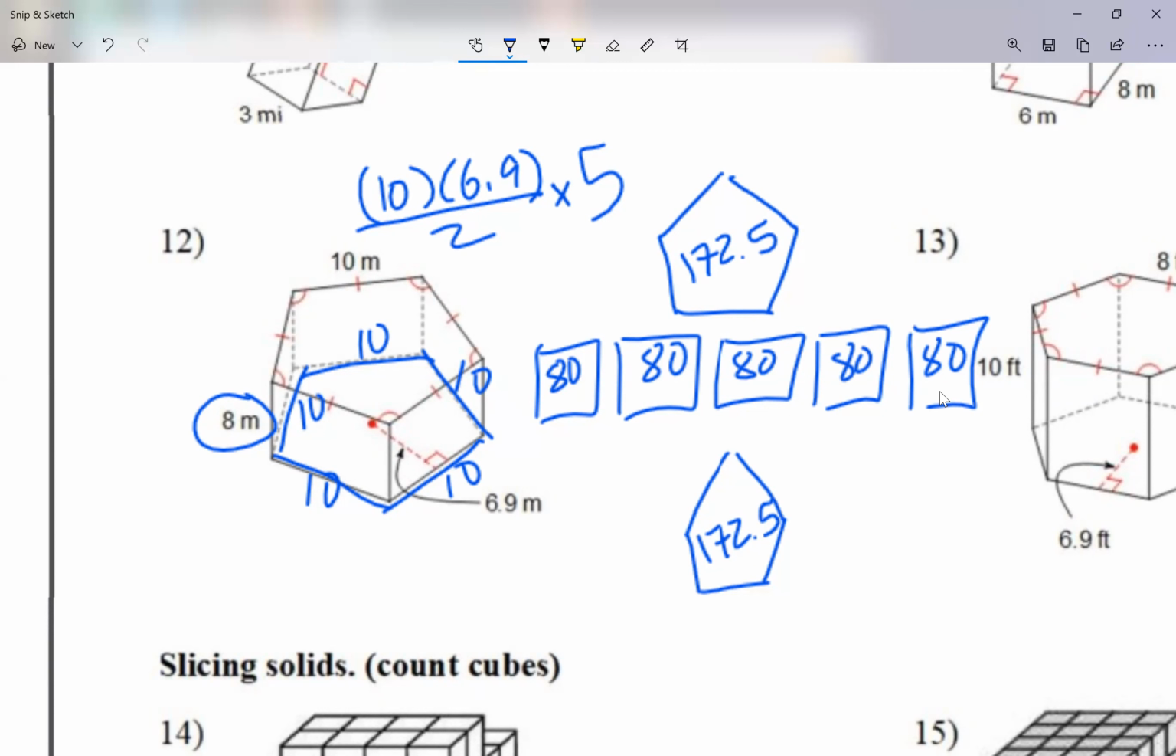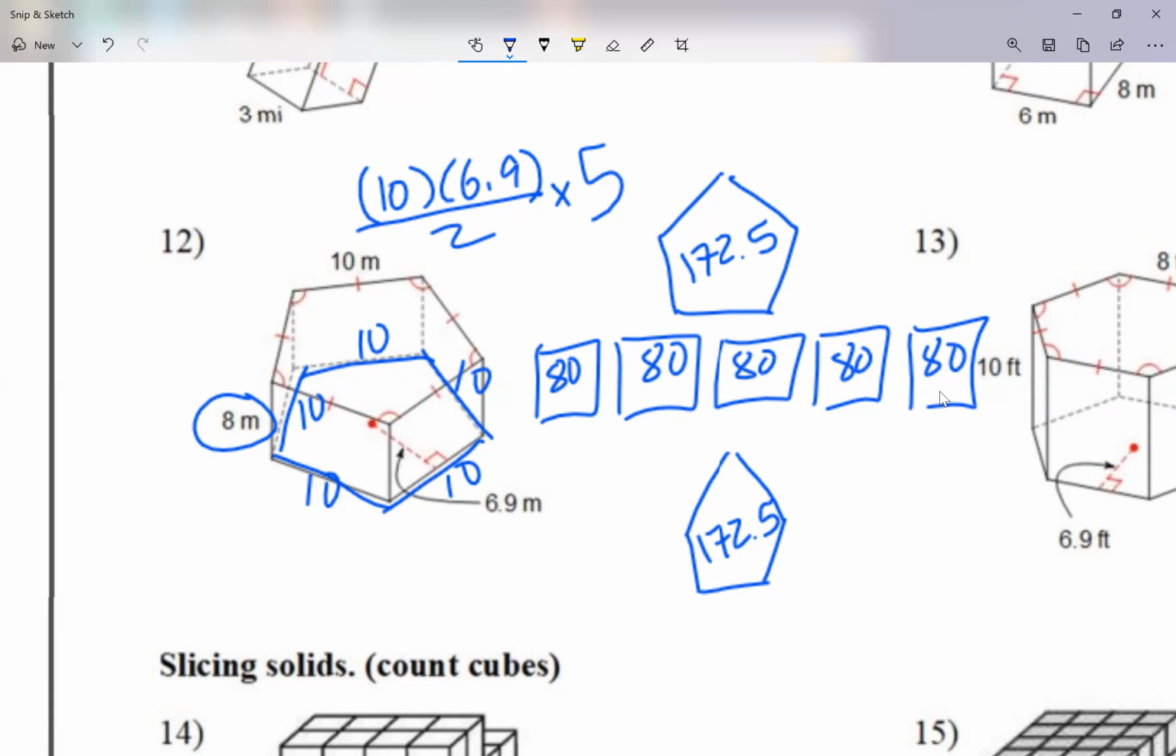Let me ask you this. For the rectangles, I see I'm adding the same number a lot. 80 plus 80 plus 80 plus 80. I'm adding it 5 times. Do you know a shortcut instead of 80 plus 80 plus 80 plus 80 plus 80? Yeah, 80 times 5. Didn't we learn before that multiplication was repeated addition when we add the same number? So you can go 80 plus 80 plus 80 plus 80 plus 80, or just go 80 times 5.